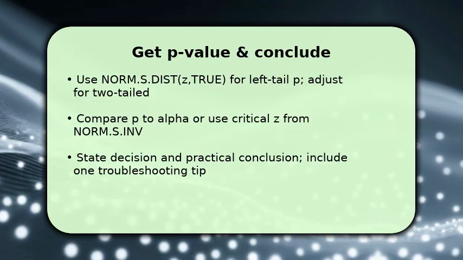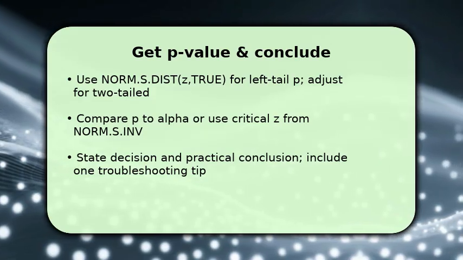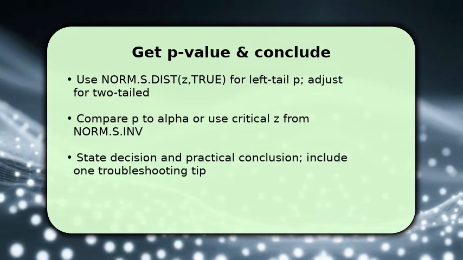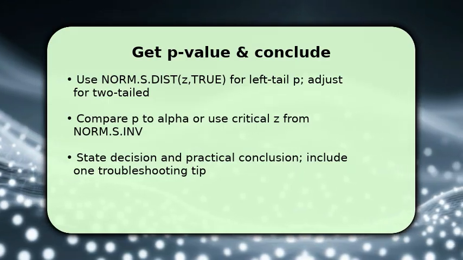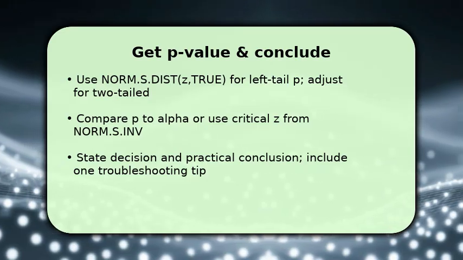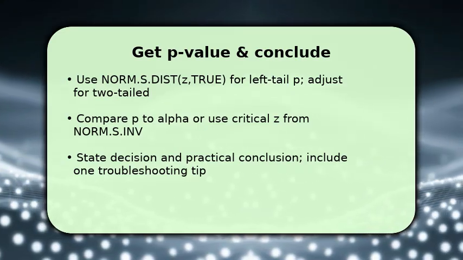For clarity, include the critical Z from NORM.S.INV of 1 minus alpha slash 2 for two-tailed checks. Troubleshooting tip. If p is unexpected, check that sigma is the population SD, not the sample SD, and ensure COUNT used n without header or blanks.